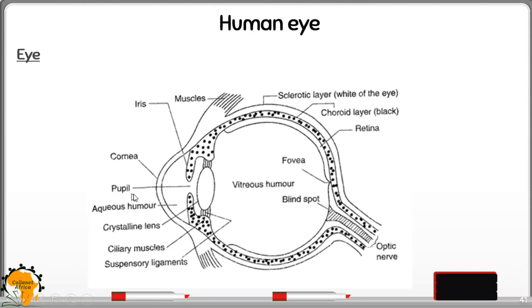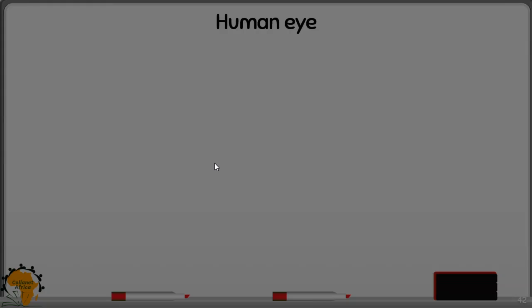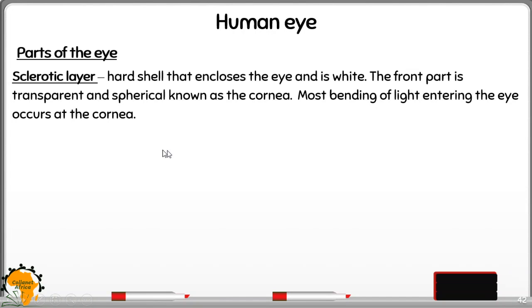We have the cornea, the pupil. We have the muscles here. We have the white of the eye. When you view your eye or your neighbor's eye, you will see the white part. So we have the parts of the eye as stipulated below here.